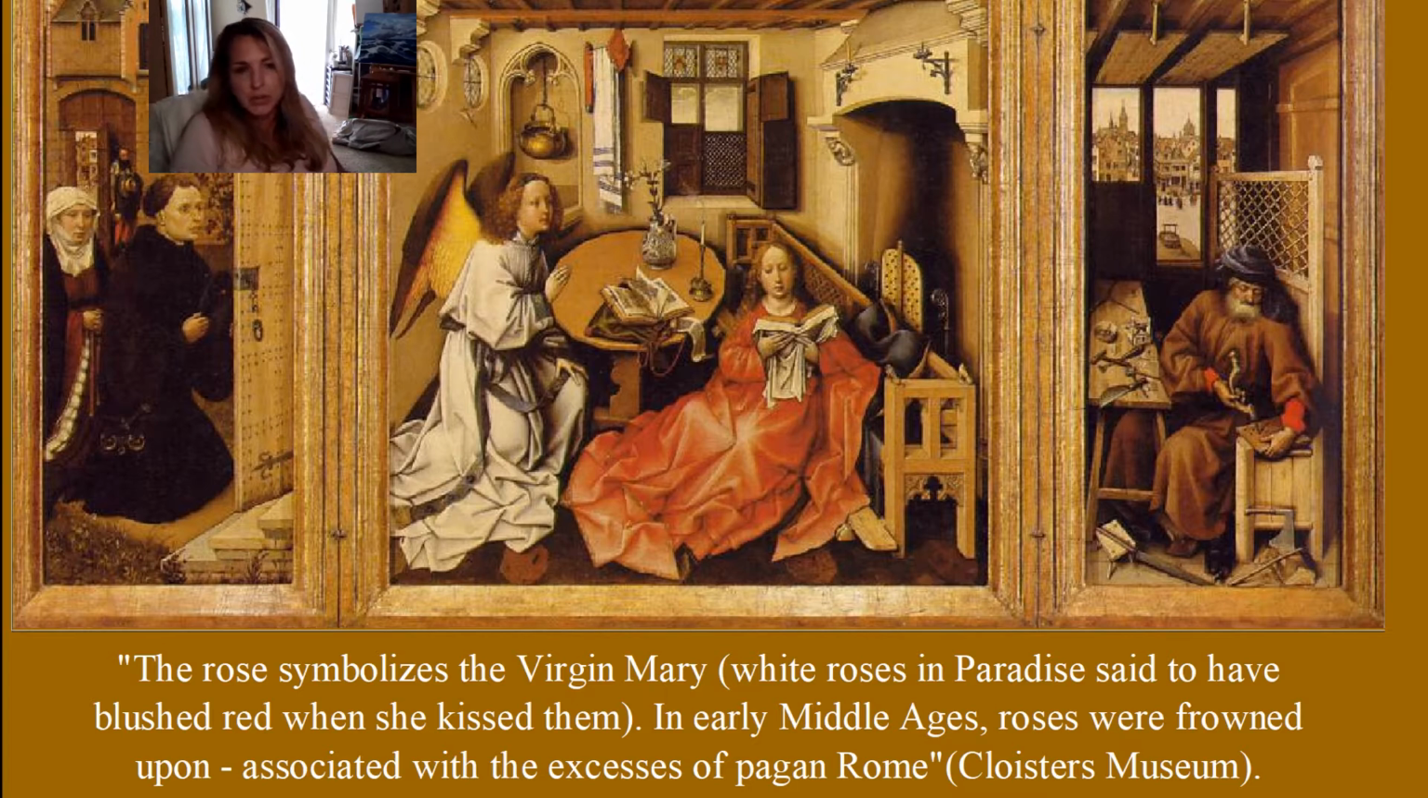So the rose symbolizes the Virgin Mary. There's a rose bush in the back, kind of behind the patron. White roses in paradise are said to have blushed red when she kissed them. In the early Middle Ages, roses were frowned upon. They were associated with the excesses of pagan Rome, but ultimately they get embraced and they get used as a symbol for the Virgin.